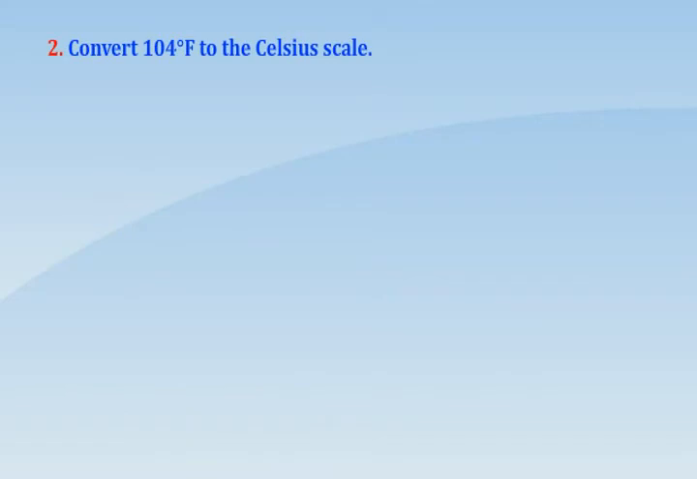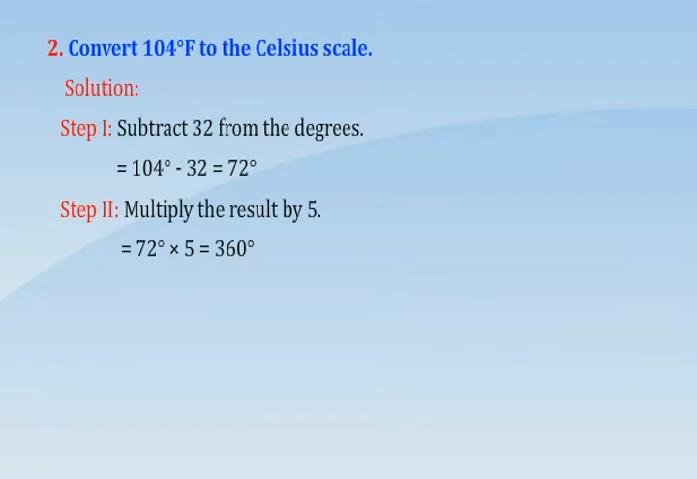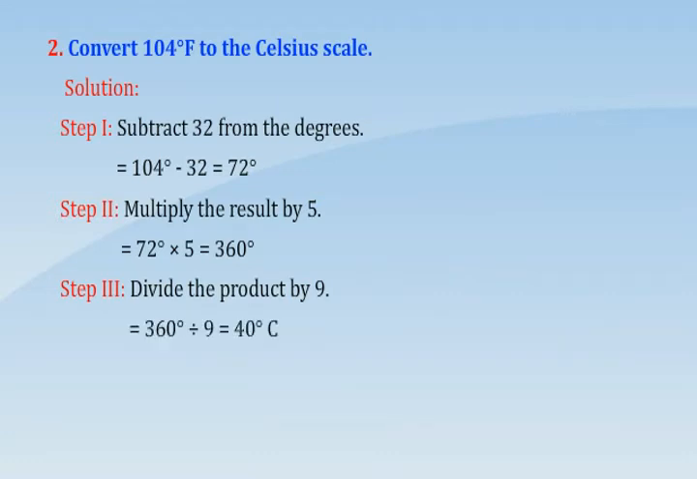Convert 104 Fahrenheit to the Celsius scale. Solution. Step 1. Subtract 32 from the degrees. 104 degrees minus 32 is equal to 72 degrees. Step 2. Multiply the result by 5. 72 degrees into 5 is equal to 360 degrees. Step 3. Divide the product by 9. 360 degrees divided by 9 is equal to 40 degrees Celsius. Therefore, 104 Fahrenheit is equal to 40 degrees Celsius.